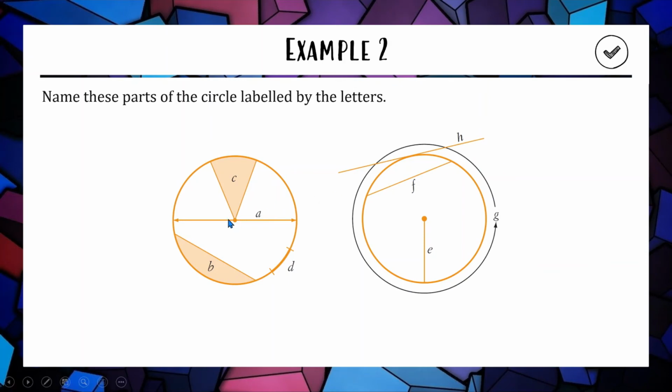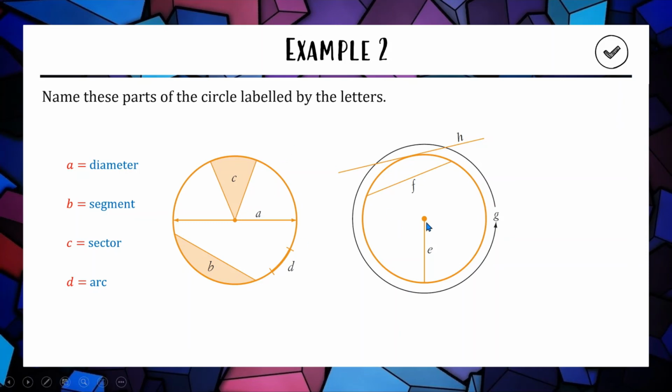Okay, for our first one, A is across the width of the circle through the center. So A is called a diameter, as we've been using many times already. B is a section that's made by a chord. So this section is called a segment. If you're being really more accurate, you could have said minor segment, but just segment is fine. C is a pizza slice. That's what we called a sector before. So a pizza slice is called a sector. And D, we said that a part of the circumference, so a part of the outside, is called the arc. So it's an arc of a circle.